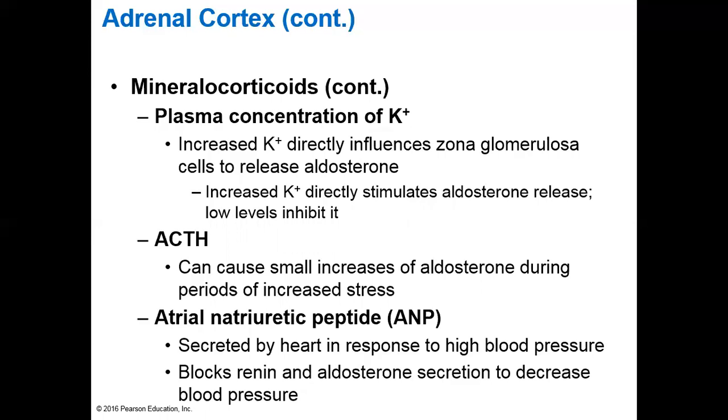And then you have ANP. ANP is the only hormone that's released that we've talked about that can actually lower blood pressure. All the rest of them increase it. So it's secreted by the heart. Atrial means it's coming from the atria, secreted by the heart in response to high blood pressure. And look what it does. It blocks the renin aldosterone secretion, right? Because renin, angiotensin 2, aldosterone, those increase, right? So it blocks that and it will decrease your blood pressure. It's the only one, don't forget it.